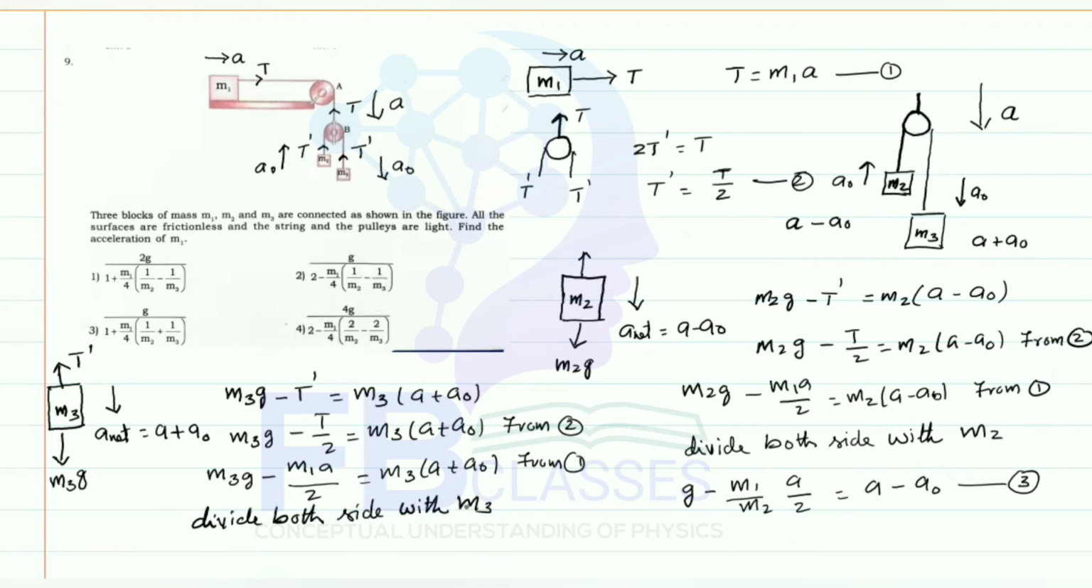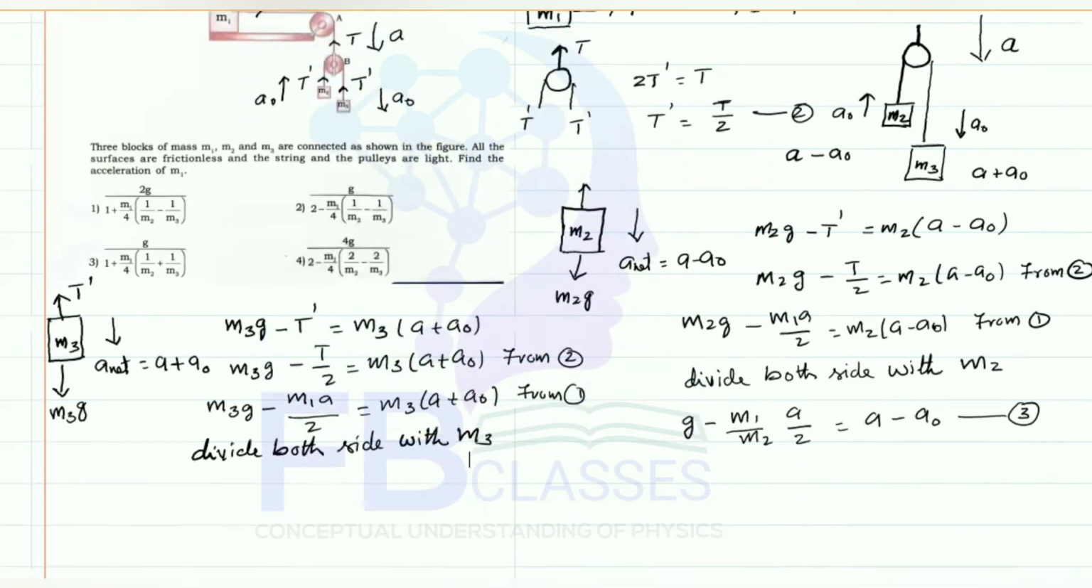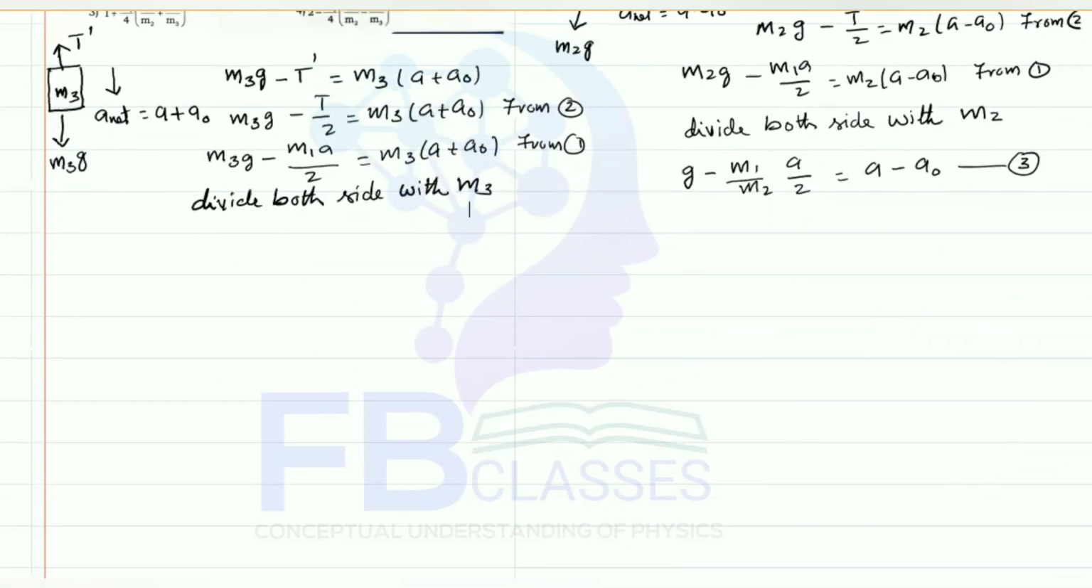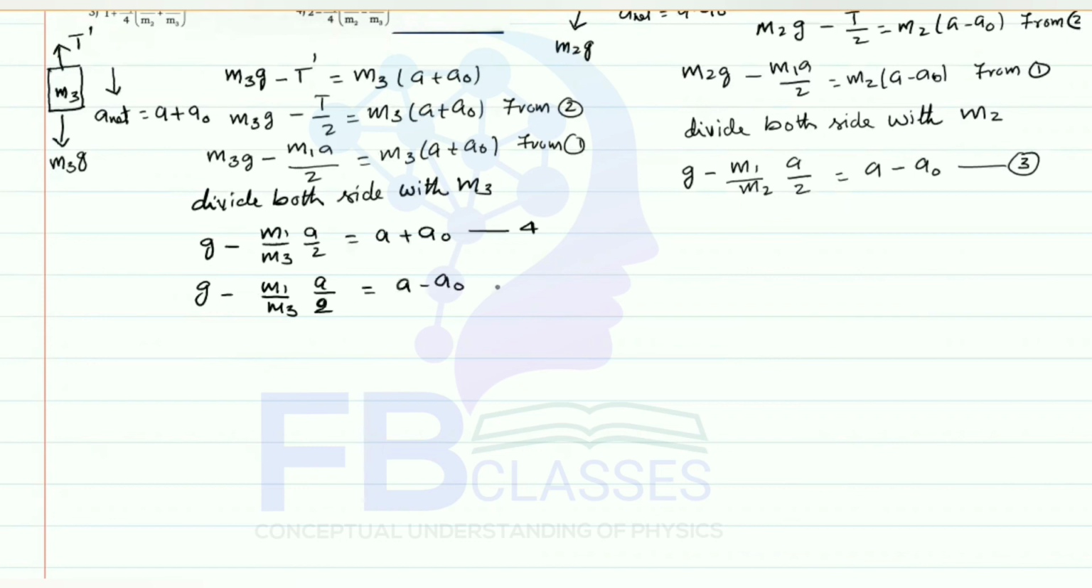So now what will happen? See here, I am going to write the equation. It becomes g minus m1 by m3 into a by 2 is equal to a plus a naught. That is equation 4. Now I am going to write equation 3 here: g minus m1 by m2 into a by 2 is equal to a minus a naught.